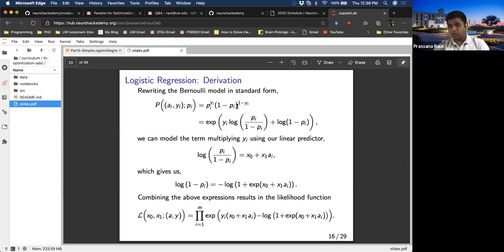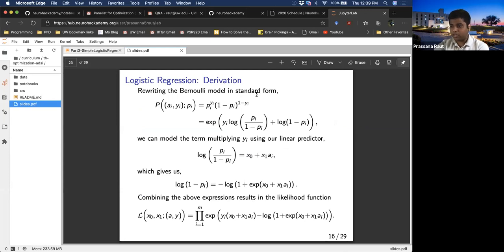Note that this parameter will vary with the data points as different values of features will give different probabilities. Thus, we can write the probability of the outcome in a clever way. P of y_i given p_i is p_i raised to y_i times 1 minus p_i raised to 1 minus y_i.